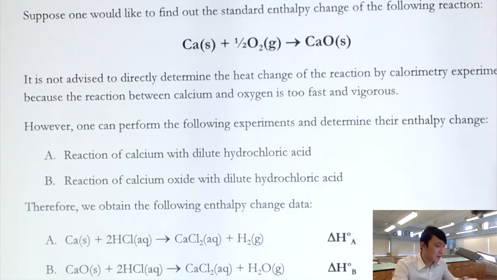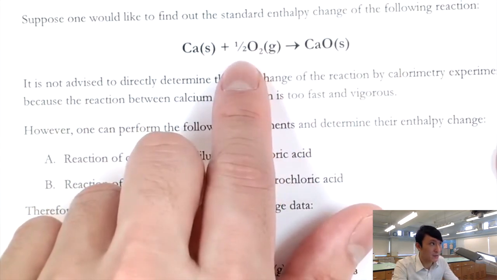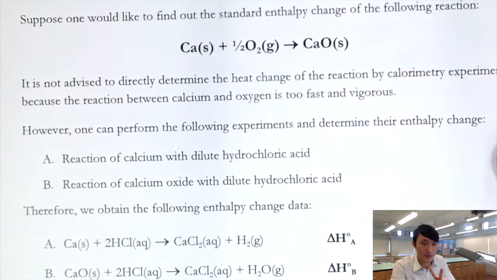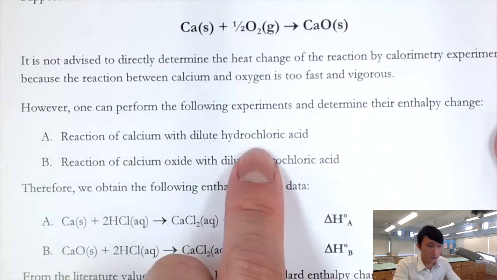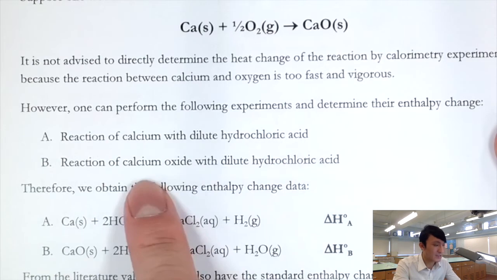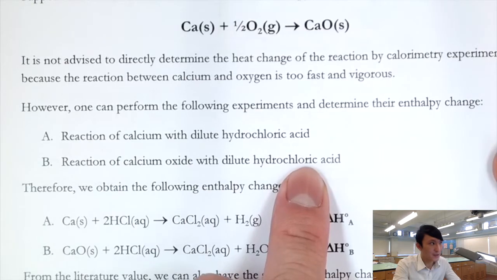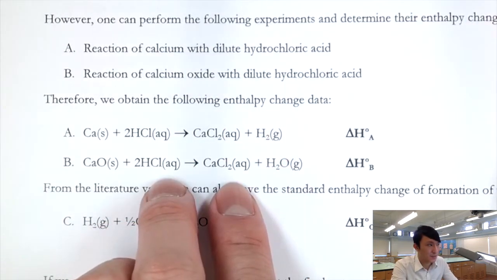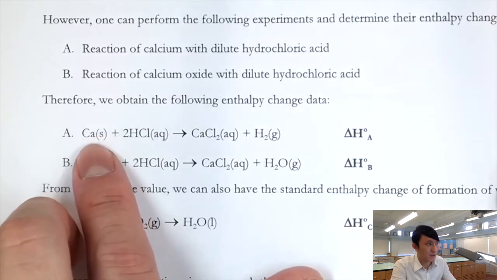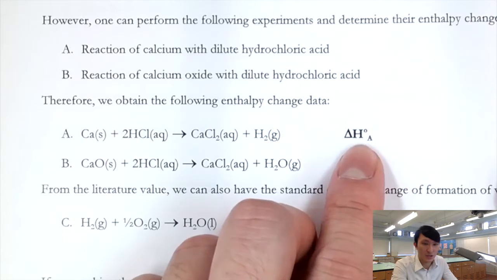Now in this case, instead of doing a direct experiment, we actually do two experiments. We will react calcium with dilute hydrochloric acid, and we will react calcium oxide with dilute hydrochloric acid. Let's have a look at the two equations. The first one, calcium reacts with hydrochloric acid. For this reaction, we can find out the delta H easily using a calorimetric experiment.